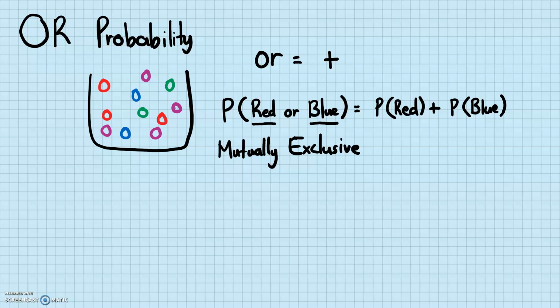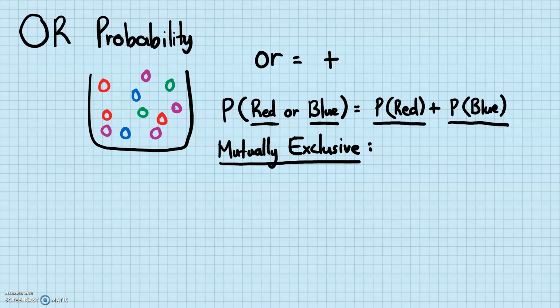Mutually exclusive means, is it possible to do both of them or not? If I'm picking a marble, is it possible for that marble to be both red and blue? The answer is, of course, no. The marble is either red or blue. There are no marbles that are both red and blue in this bag. So picking a red marble and picking a blue marble is mutually exclusive. For mutually exclusive events, you can simply add the two probabilities together.